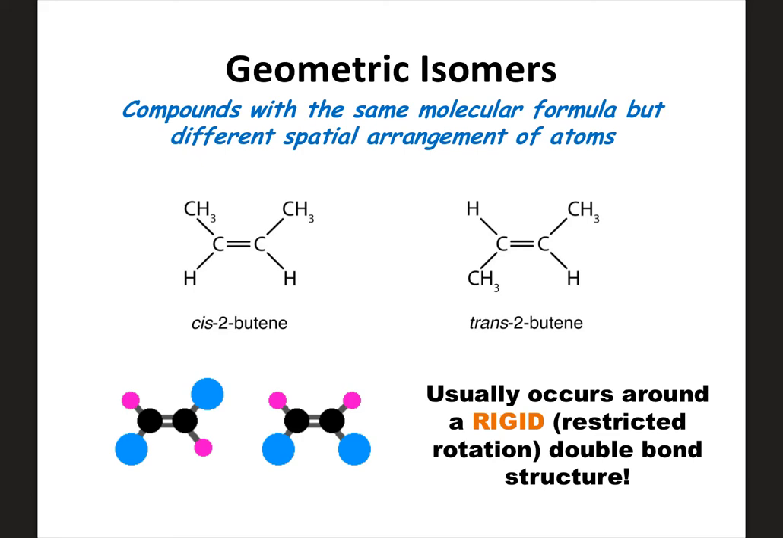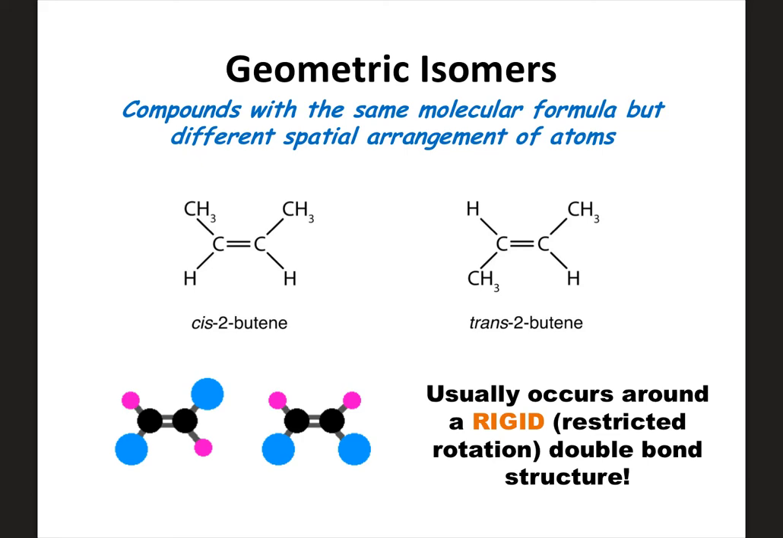Okay, so when we're looking at these geometric isomers, typically we see a double bond, but just having a double bond doesn't make it geometric. You need to actually see these groups being on the same side and then on the opposite side. All right, that's what makes these different. This one has the groups on the same side. This one has those groups that aren't hydrogen on the opposite side, which leads to these geometric isomers.